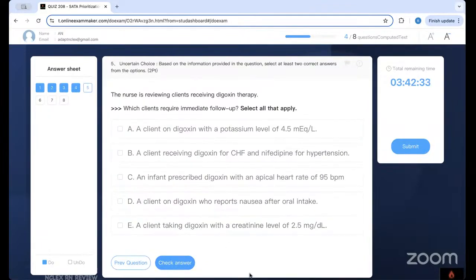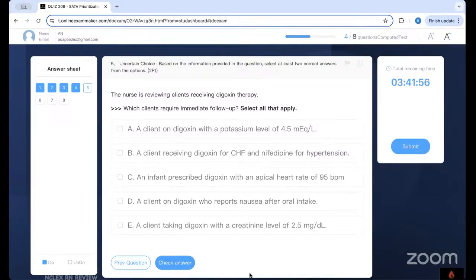If you know the answer, you can type it. Who needs a follow-up? Patient is on digoxin. His potassium is 4.5. Patient is on digoxin and he's taking nifedipine for hypertension, a calcium channel blocker. Patient is on digoxin. His apical heart rate is 95. This is an infant. Patient is on digoxin. He has nausea after oral intake. Patient is on digoxin. His creatinine is 2.5. What do you think? Whose situation is bad?